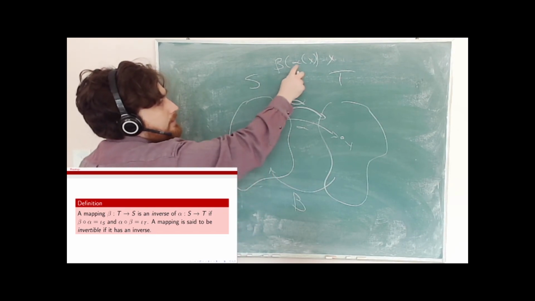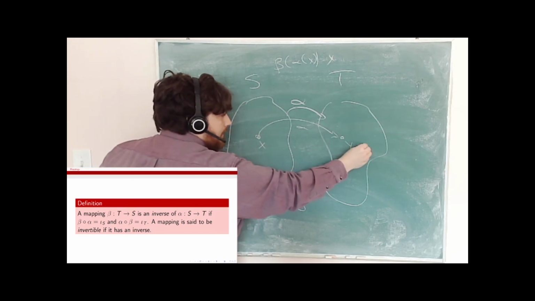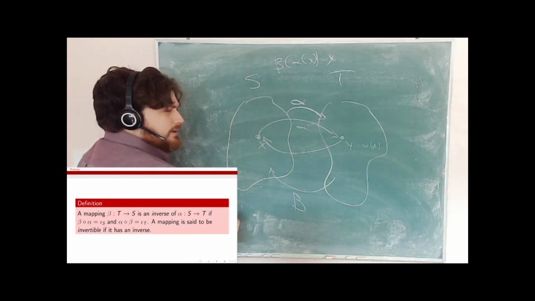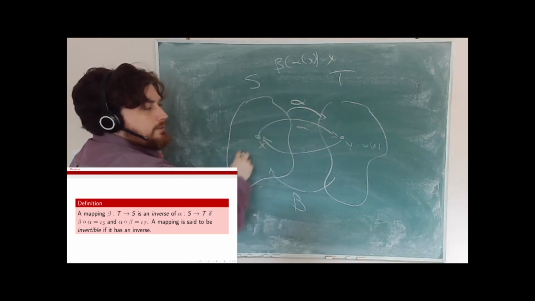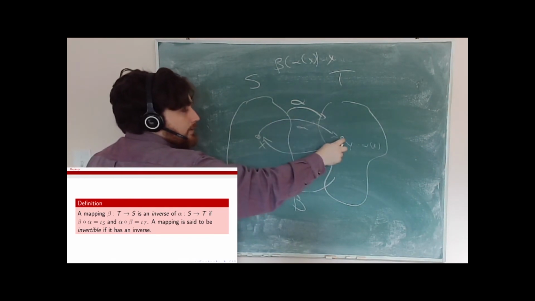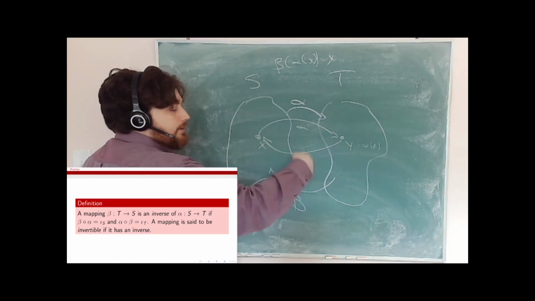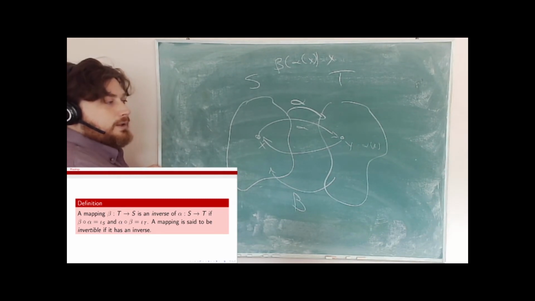Therefore, if beta of alpha of x is equal to x, well, alpha of x is equal to y, so beta of y has to be equal to x. So what beta ends up doing is undoing what alpha did. If alpha mapped x to y, beta is going to map y to x. And if that's true for all the elements in S and all the elements in T, then beta of alpha of x will always be equal to x.